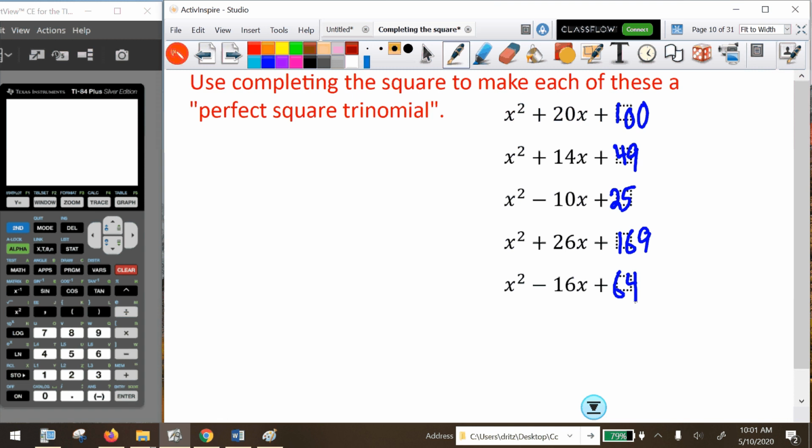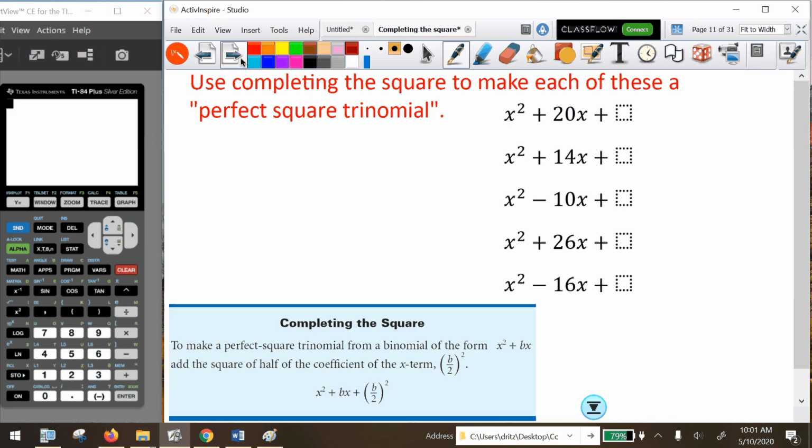So the book has a nice little recipe for completing the square, and they give us this little formula right here. Here it is. It says to make a perfect square trinomial from a binomial of the form x squared plus bx, add the square of half of the coefficient of the x term. And that is a nice little formula you can use to complete the square. So this really wasn't the full story. The full story is how do we use this to our advantage?